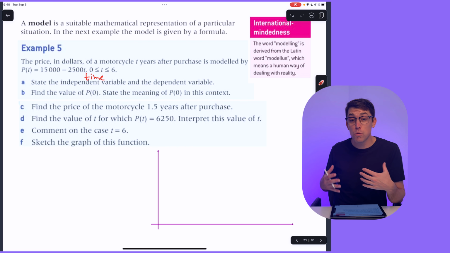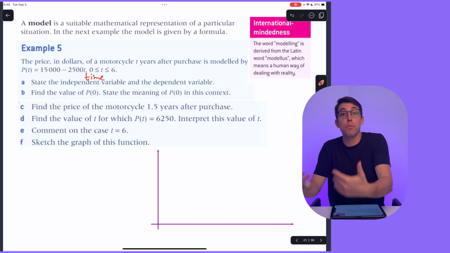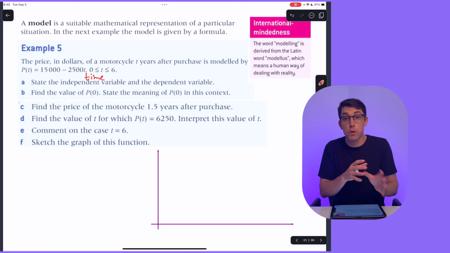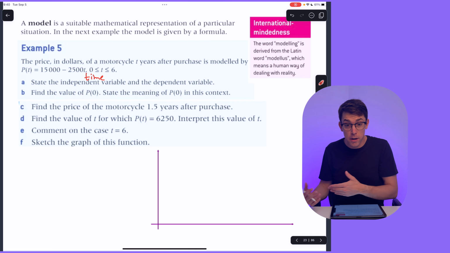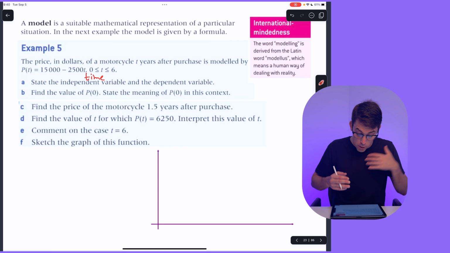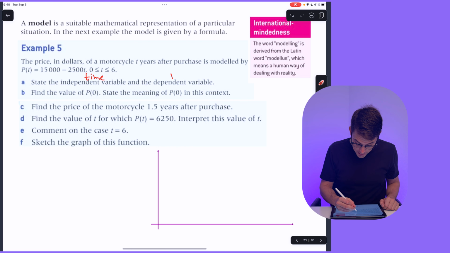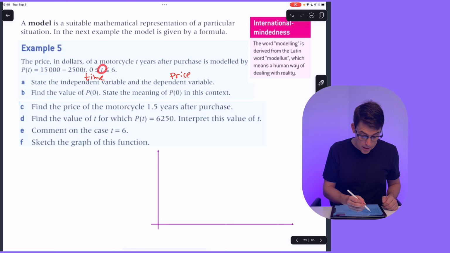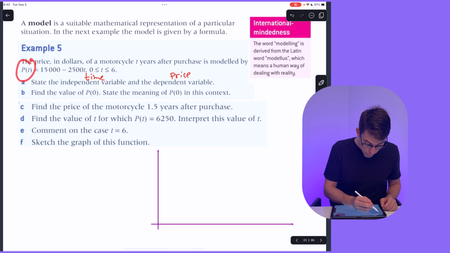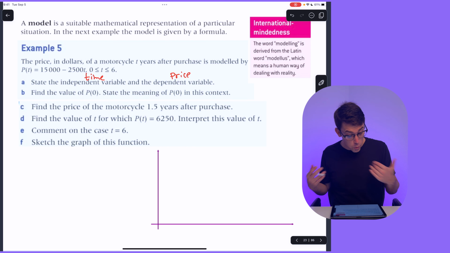My dependent variable is what the function spits out: you input a value into the function, and the overall value that comes out depends on it. So your dependent variable in this case is going to be your output, which is going to be the price. And again, I know that because I have a t right here, and I have a t right here. That's going to be my domain, my input, and P of t, the price, is going to be the output. It's what this whole thing equals.